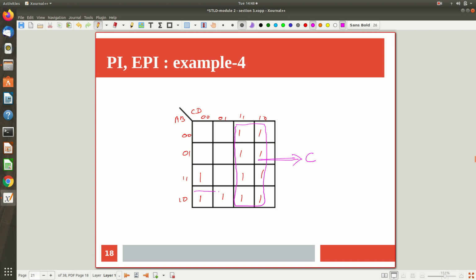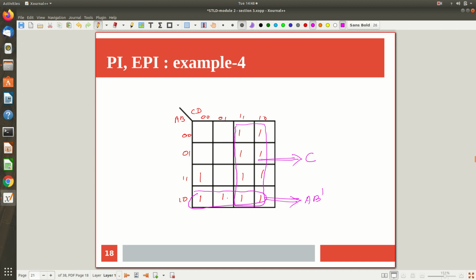Now another largest grouping possible for me is this one. You can see this, covering the remaining ones and all. What I got is that across the columns, C and D vanish and A, B remains. So A, B dash, like that. You can write it, right? Now what else? Now these 2 ones are remaining.